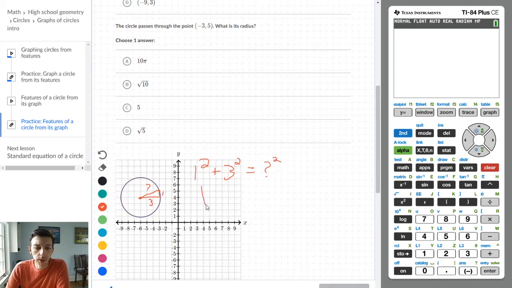Excuse the wonderful handwriting, but 1 squared plus 3 squared should be equal to our hypotenuse squared. 1 squared is 1, 3 squared is 9, and that's going to be equal to our hypotenuse squared, which I guess we'll just call C for now. 1 plus 9 is 10, equal to C squared. When we take the square root of both sides, we end up with the square root of 10.